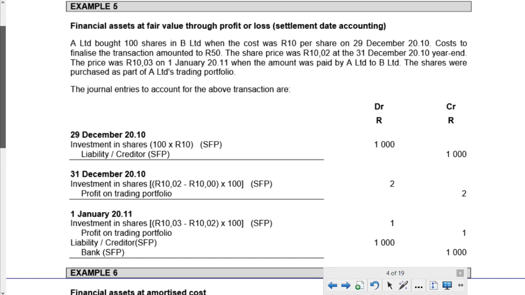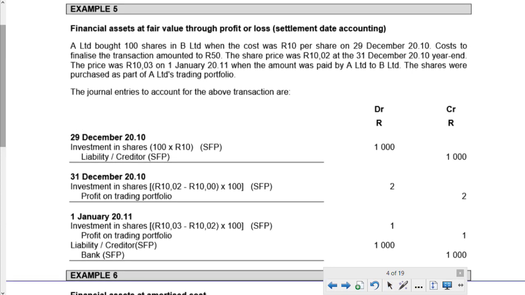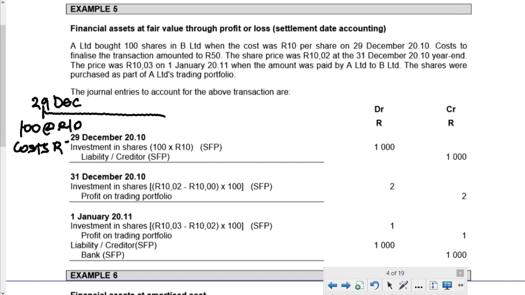So it says, A bought 100 shares in B when the cost was 10 Rand a share on the 29th of December. Costs to finalize the transaction were 50 Rand. So I like to draw timelines. So here I have 29 December. I bought 100 shares at 10 Rand a share. And costs were 50 Rand.